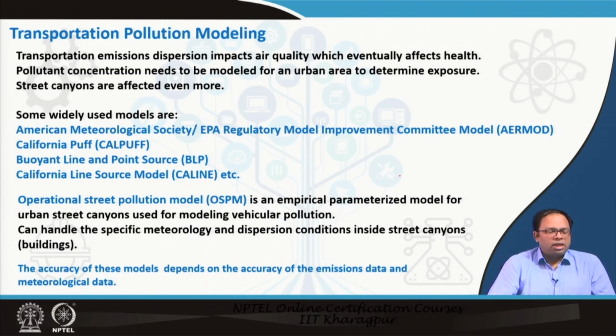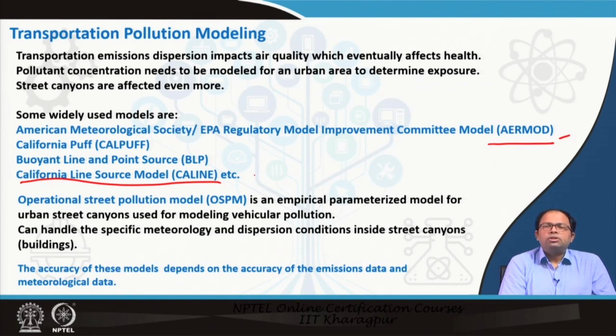Some widely used models are the AERMOD model. So this is the American Meteorological Society and EPA Regulatory Model Improvement Committee model. This is the most widely used model. Then there is CALPUFF. Then there is BLP, buoyant line and point source. And then this one is the most widely used, the California line source model or the CALINE model.